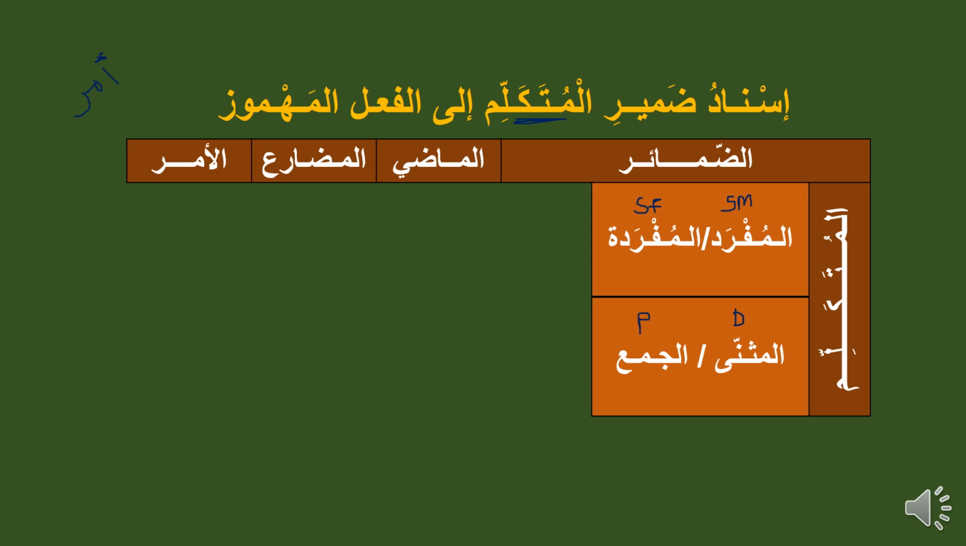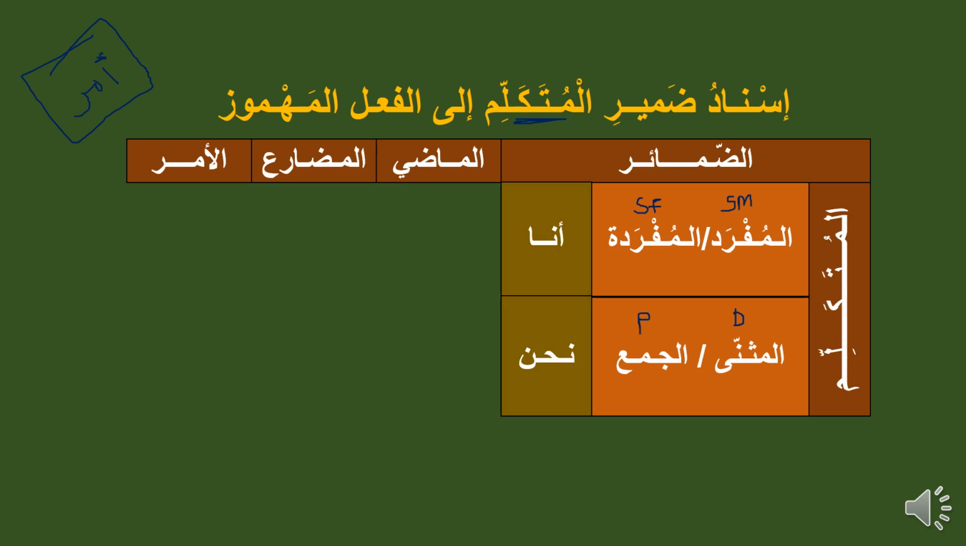So you know the first one, the mufrad or the mufrada, is what? Ana, and the second one is what? Nahnu. So now, ascribing all these to the verb we want to use, which is amara. How is it going to be in madi? How is it going to be in mudari? And how is it going to be in the imperative?